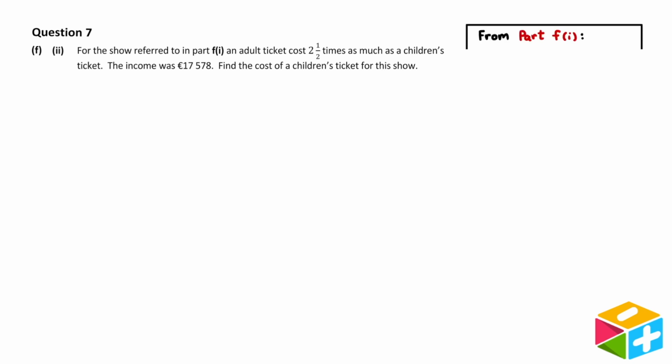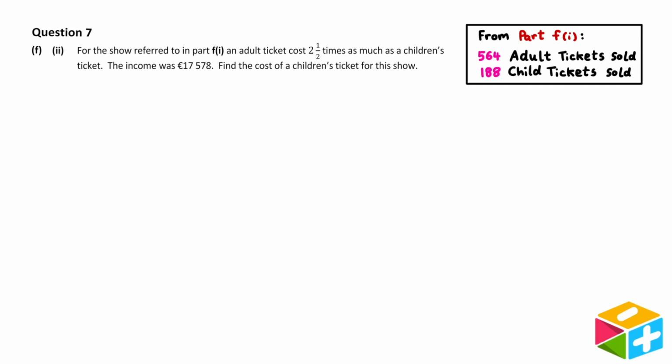In part F(i), we found that there are 564 adult tickets sold and 188 child tickets sold. This information will be crucial when we're tackling this question. We're asked to find the cost of a children's ticket for the show, so let's let X be this unknown value, the price of a child's ticket.